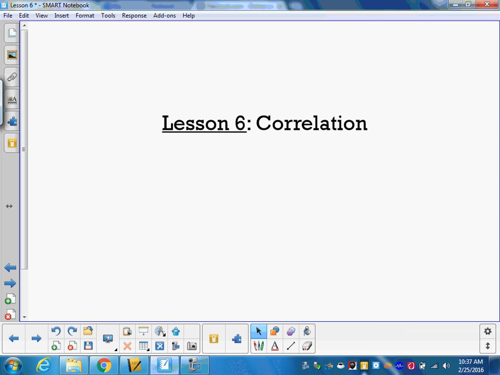Alright, so far we've talked about one data set, one variable. We found the mean of one variable statistics, the standard deviation of one variable statistics. We're going to talk about comparing two variables. So we're going to talk about the correlation between two different types of variables.